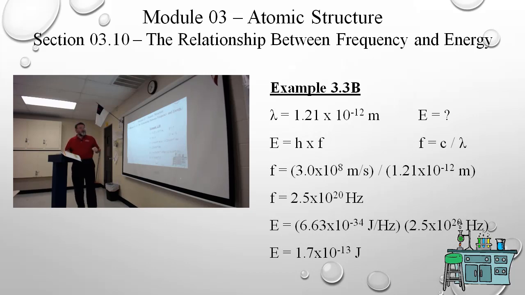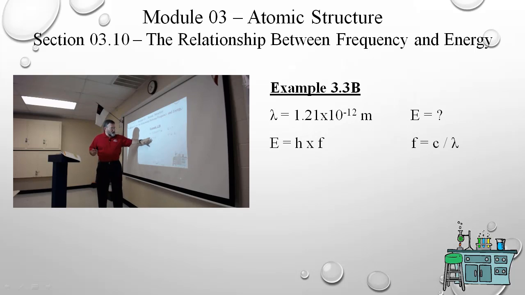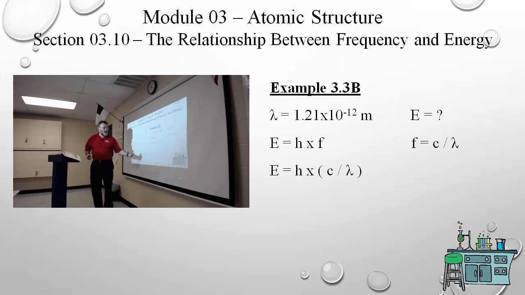Now, is that the only way we could have done that problem? No, we could use a one-step method. I've got wavelength and I need to solve for energy. To solve for energy, I need frequency. Here's the formula for frequency. I can take my formula and plug in what frequency would be: the speed of light divided by the wavelength.